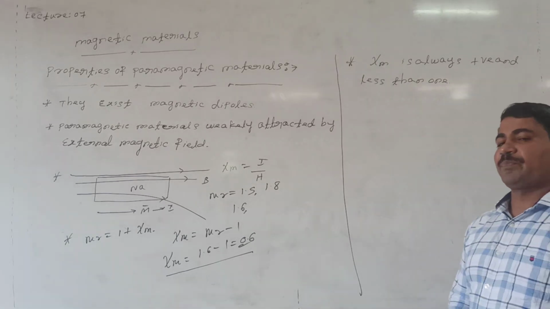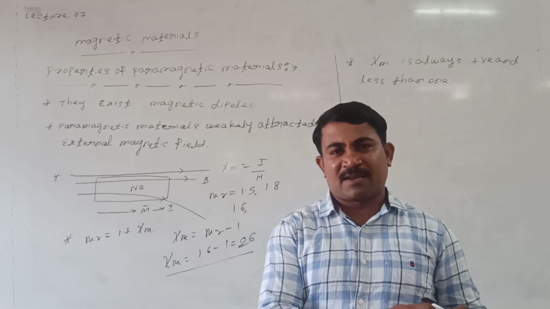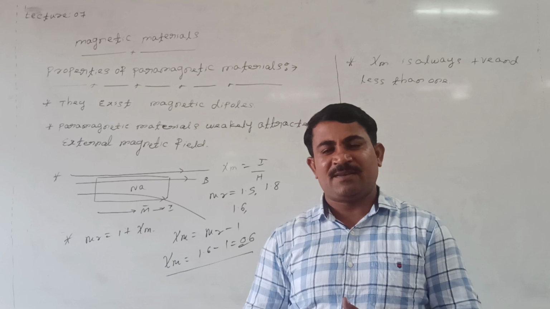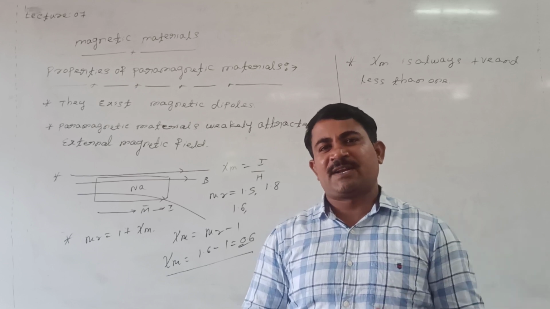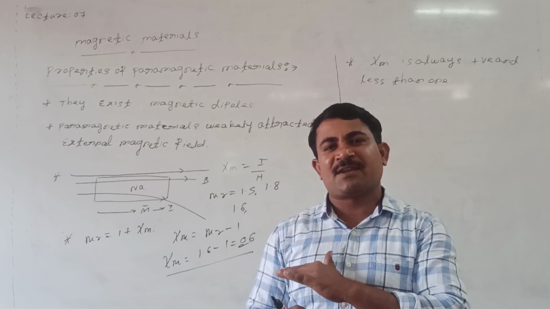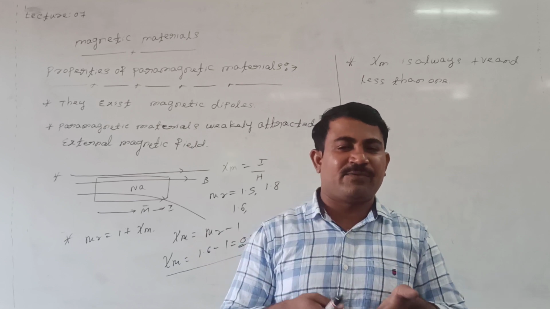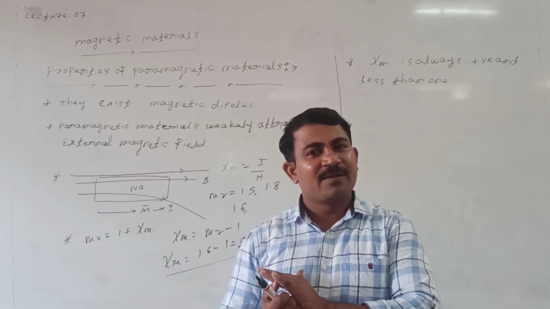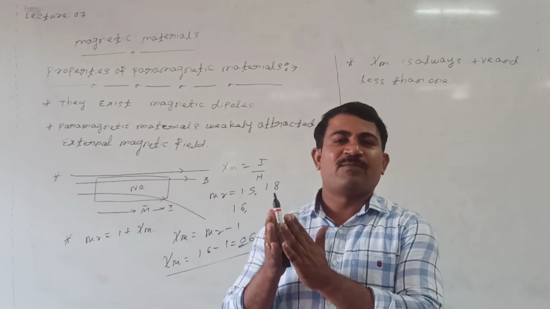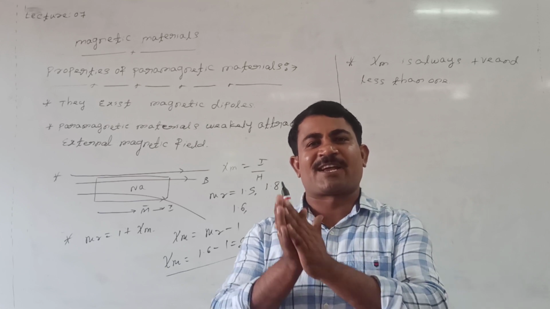This is one property. But when a paramagnetic material is placed in a non-uniform magnetic field, how do they move? As in the case of diamagnetic material, they move from stronger region to weaker region because they repel. In this case, they weakly attract. Weakly attract means when a paramagnetic material is subjected to an external magnetic field, they move from weaker region to stronger region because of attraction.